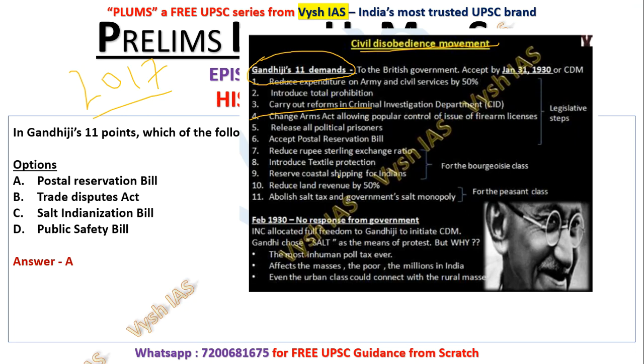Okay, so these are the 11 demands which he made, and one of them was to accept the Postal Reservation Bill. So that is the question: explicitly what did he ask for? There are things about salt, he has asked about shipping, textile, criminal investigation, many things he has asked for. But the bill which is explicitly asked for is the Postal Reservation Bill.